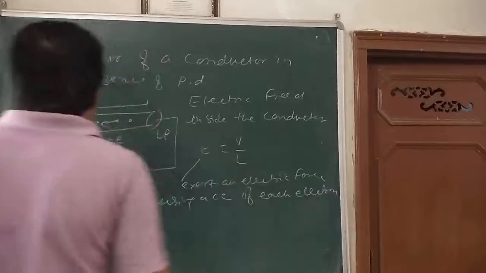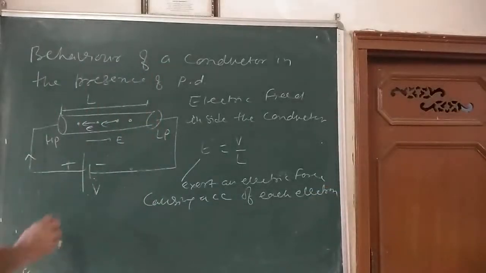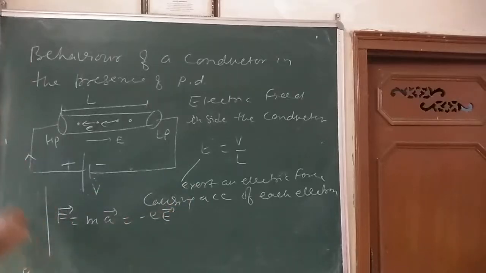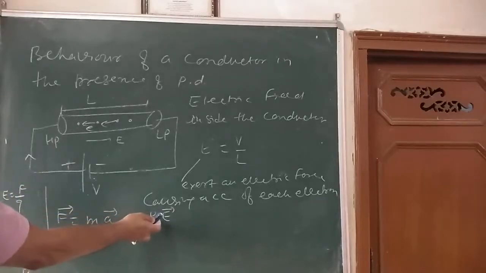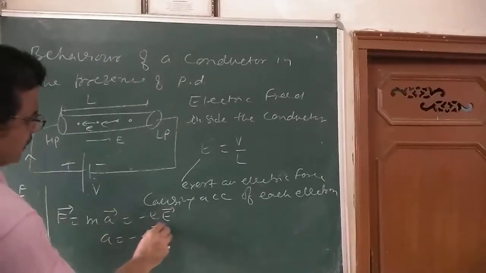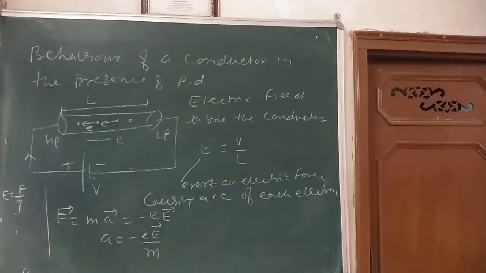electron. I know the formula of force, that is force is equal to mass into acceleration. So due to this force, the force exerted can be written as minus eE. I know the formula of electric field, that is E बराबर F by q, F बराबर q into E. Here the charge is an electron, so minus e is there. So a can be written as minus eE divided by m. This is the acceleration produced here.